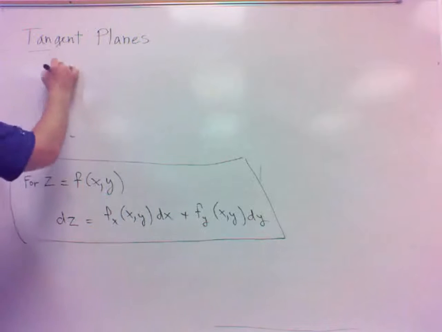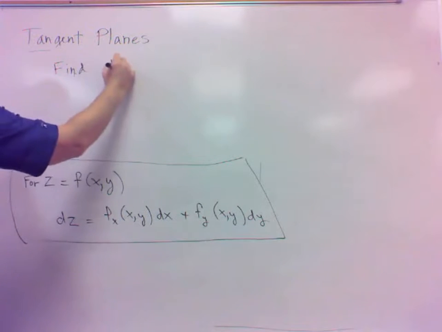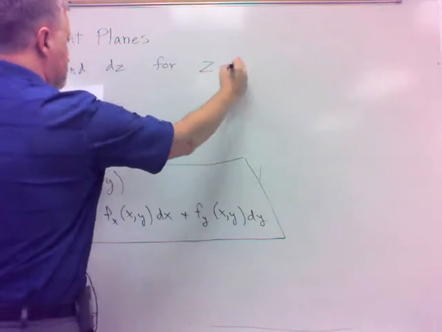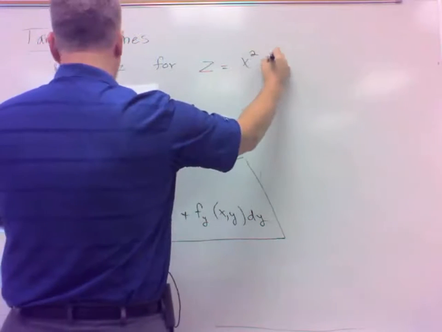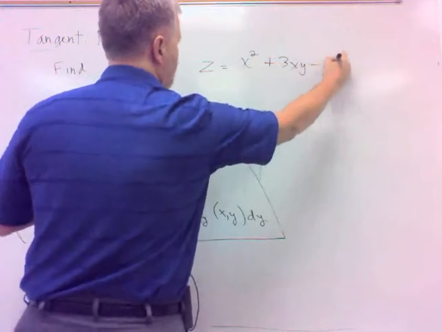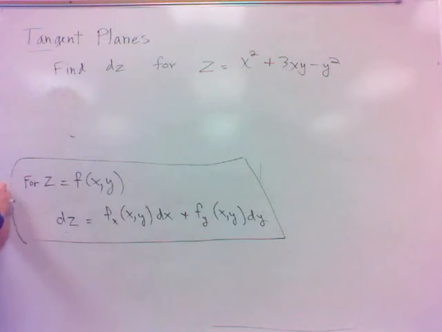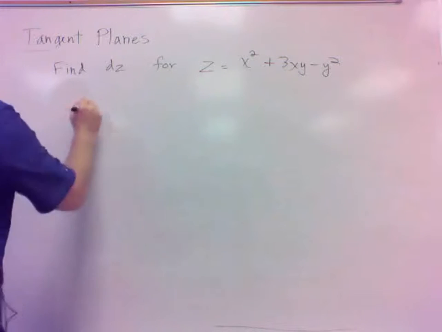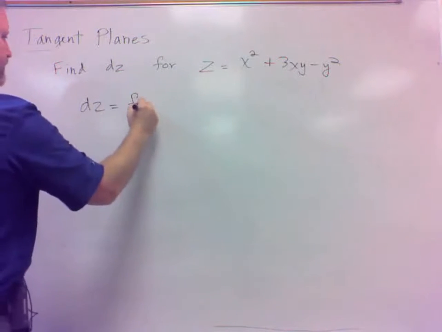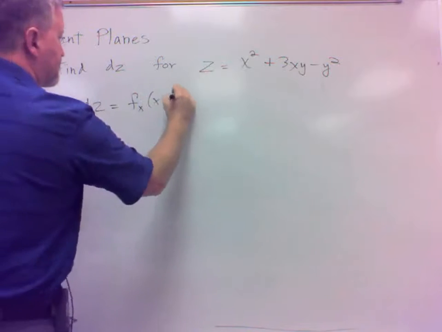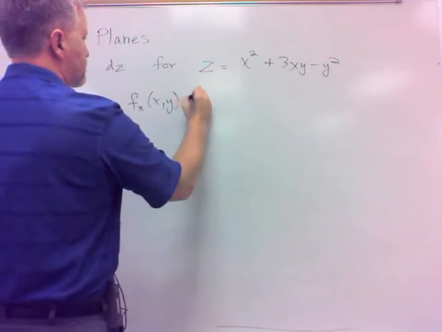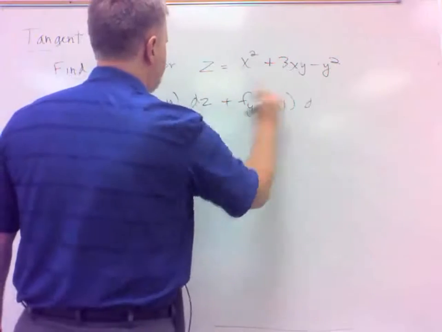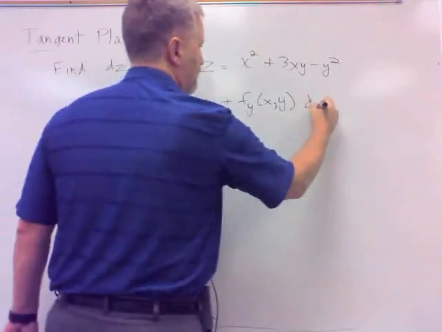All right, so find dz for z equals x squared plus 3xy minus y squared. So again, dz is the partial of f with respect to x of (x,y) times dx plus the partial with respect to y of (x,y) times dy.